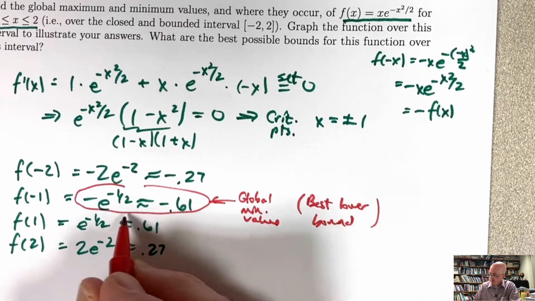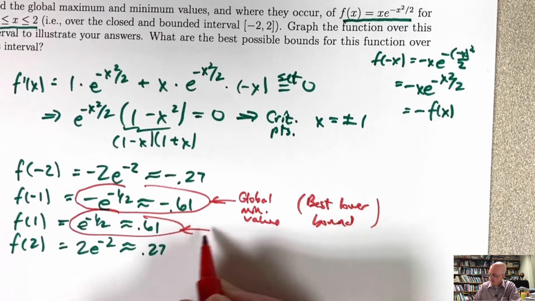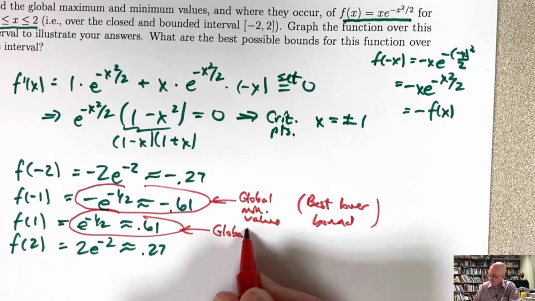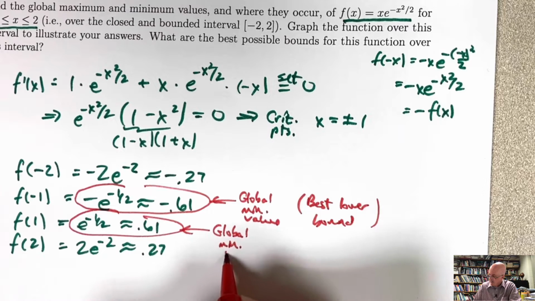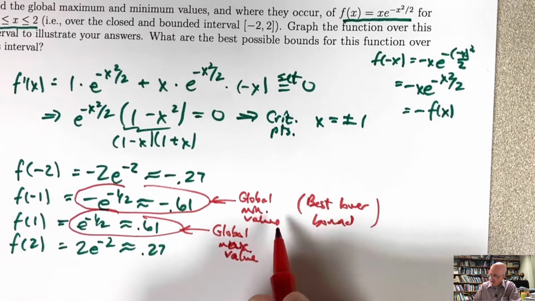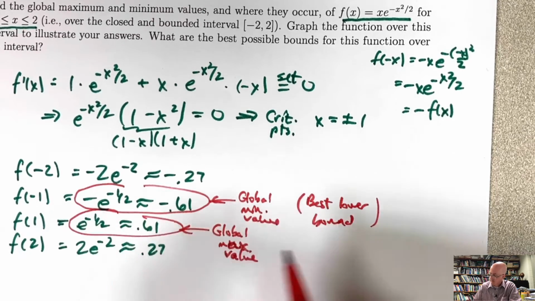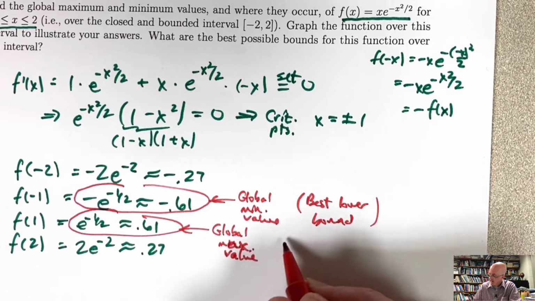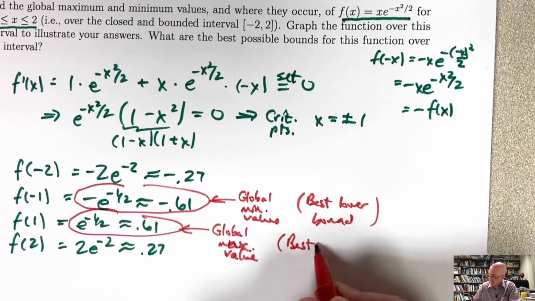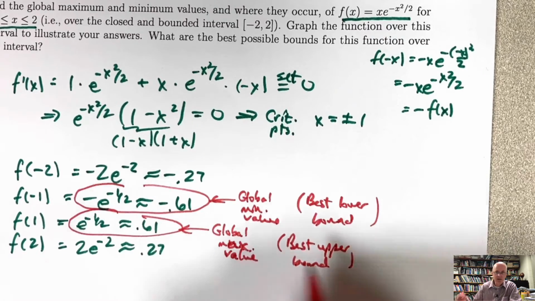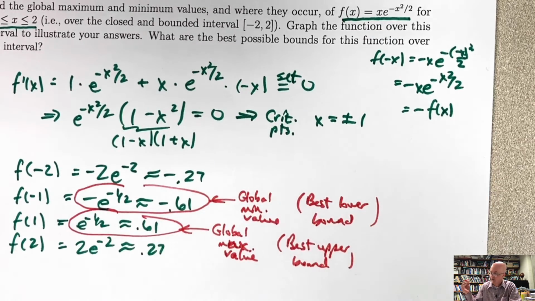The global max value is right here. And by the way, that's a maximum. The global min value occurs at x equals negative 1, and the global max value occurs at x equals positive 1. Global max value, it's also the best upper bound. Thinking of it as a y value and thinking of it as graphing a horizontal line at that value of y, it's the lowest possible horizontal line that is above the graph over the entire interval.